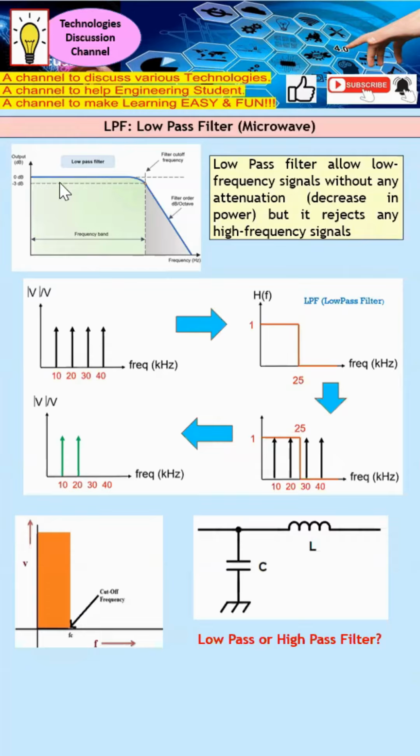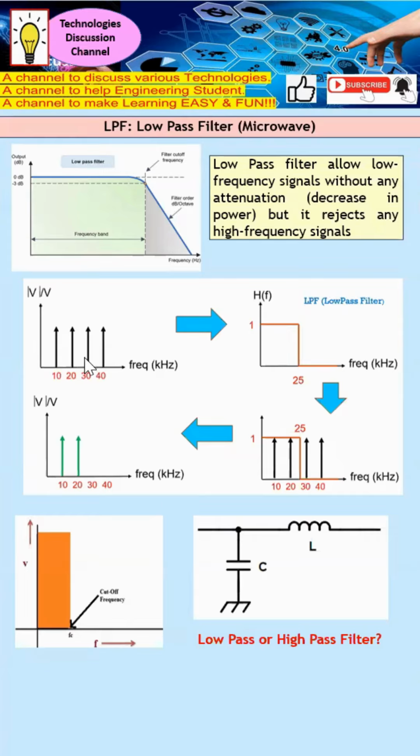Let's take a look at the frequency response of a low-pass filter. A low-pass filter, as you can see from here, allows low frequencies to pass while attenuating the high frequencies. So this is a very easy definition of a low-pass filter. Let's take a look at this diagram in order to understand better.